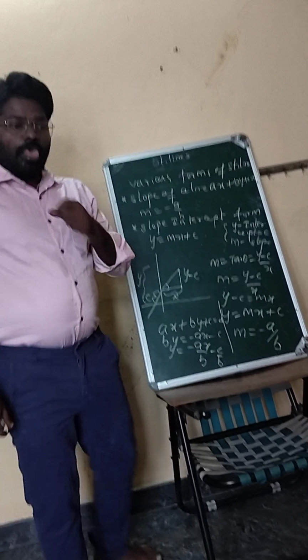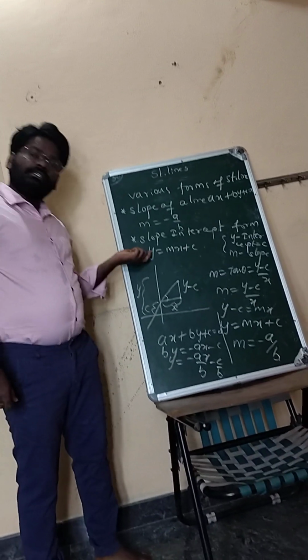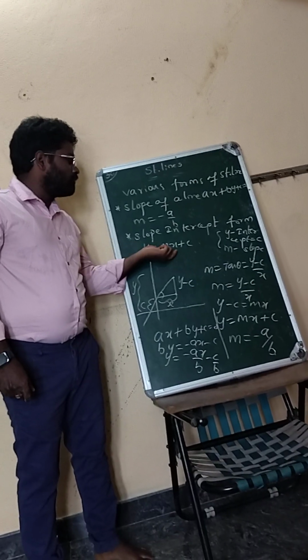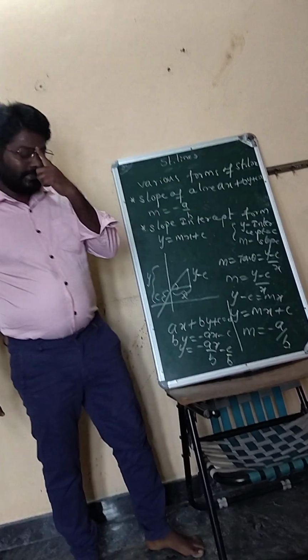Next, slope intercept form. What is the slope intercept form formula? Y equal to mx plus c. C as y intercept, m as slope.